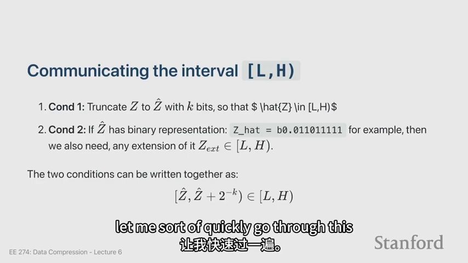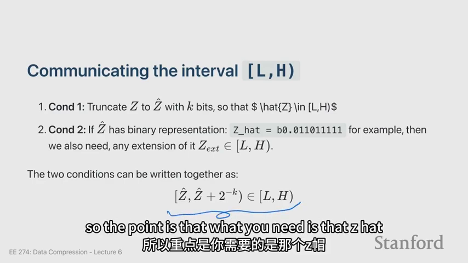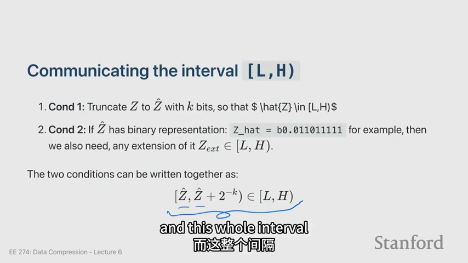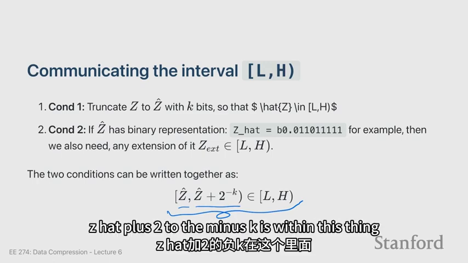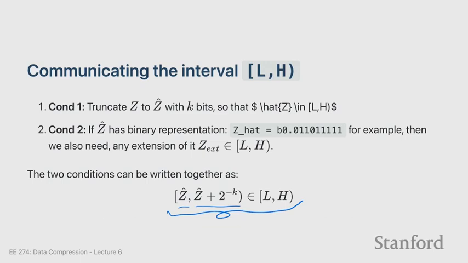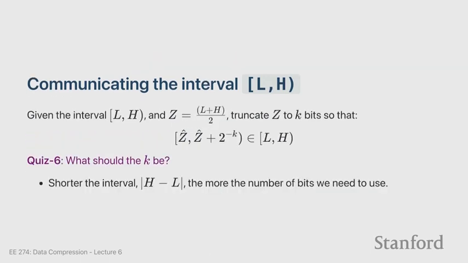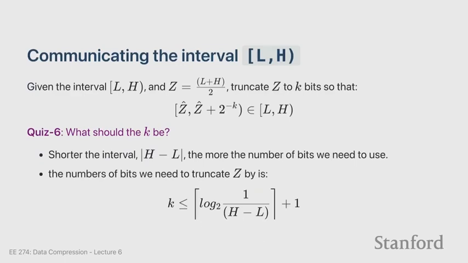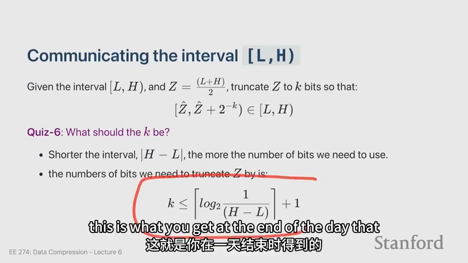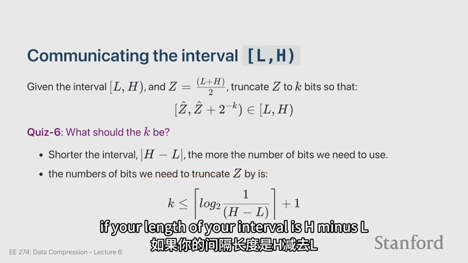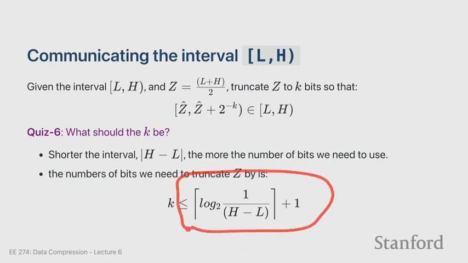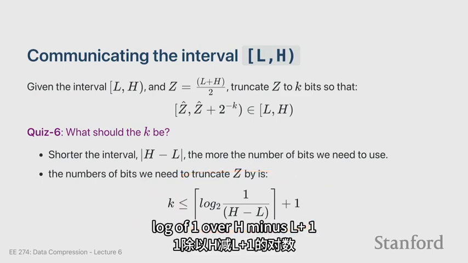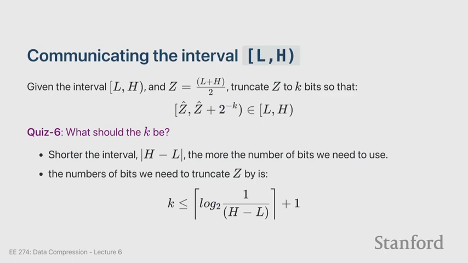So let me quickly go through this. The point is that Z hat and this whole interval should lie within this other interval. So you need to find a K such that Z hat to Z hat plus 2 to the minus K is within this thing. I will skip the details. This is what you get at the end of the day: if the length of your interval is H minus L, then you need K to be log of 1 over H minus L, plus 1.